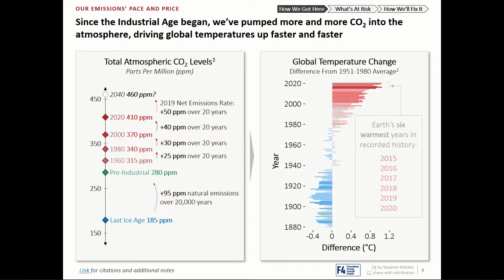And this has led to a clear upward trend in temperatures. We haven't done all of the damage yet because the full impacts will take decades to centuries to play out, but there's no debate over where we're headed. Earth's 6 warmest years in recorded history at the time that I wrote these slides were the previous 6 years. At the time I'm recording this, a little bit later, 2021 has now joined that group.